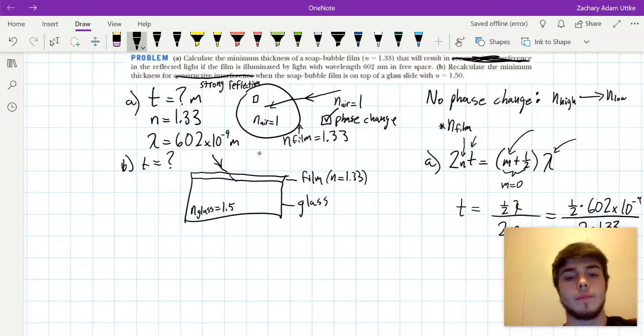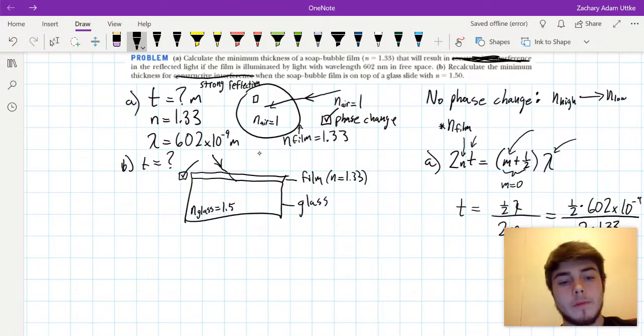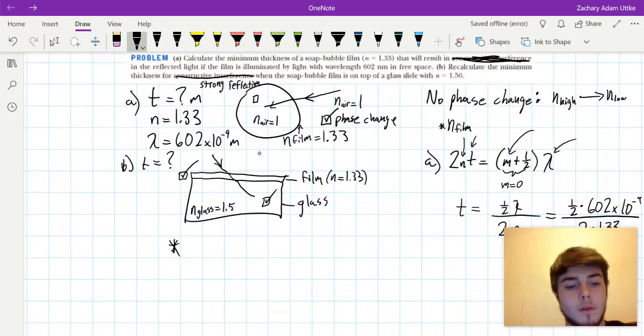When we reach the film, there will be a phase change because we're going from n equals 1 to n equals 1.33. So there is a phase change. And then how about when we go from the film to the glass? When we go from 1.33 to 1.5, there will also be a phase change. So now we have two phase changes. Okay?